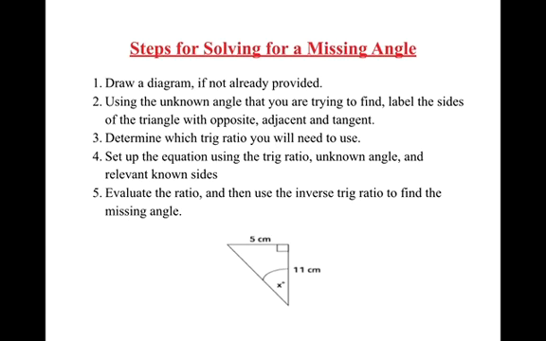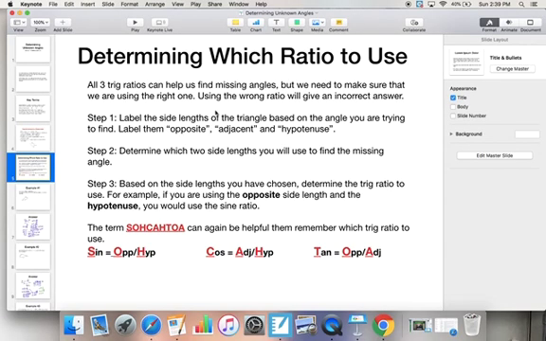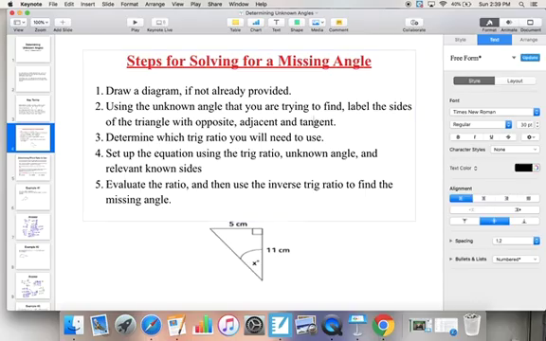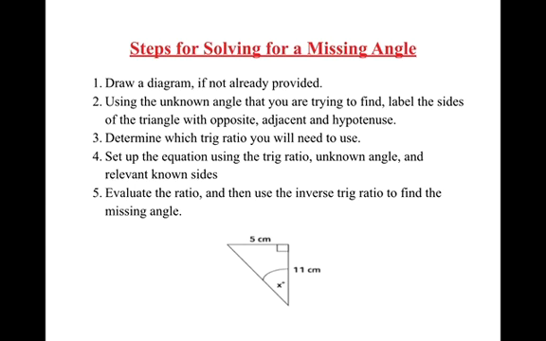So in general, a lot of the steps for finding a missing angle are the same as what we've already been talking about. So again, if you're not already provided with a diagram, draw one, right? Using the unknown angle that you're interested in, label your triangle using the opposite, adjacent, and hypotenuse. Sorry, I wrote tangent, so I'm going to go in and fix that. Opposite, adjacent, and hypotenuse. Okay, so before, when we were labeling the triangle, it was at the angle that we were given. Now we are labeling the triangle with the missing angle, right?